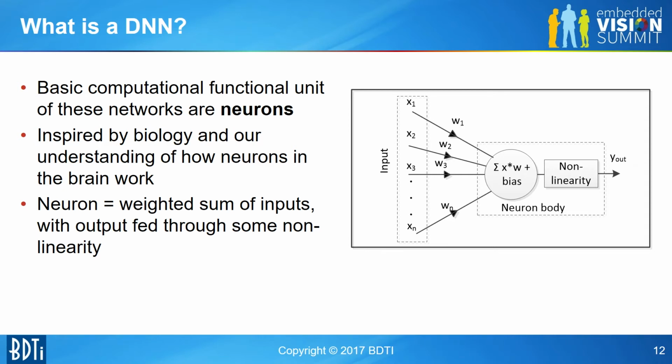It's nothing more than a weighted sum of the inputs. In this case, you can see we've got input x0 through xn, and we multiply that by a weight vector, w, and then we add some bias. So it's a weighted sum of the inputs, and then that output is fed through some nonlinearity. We'll talk about why that nonlinearity is so critical, but that's a neuron. And again, we denote the weights as W.